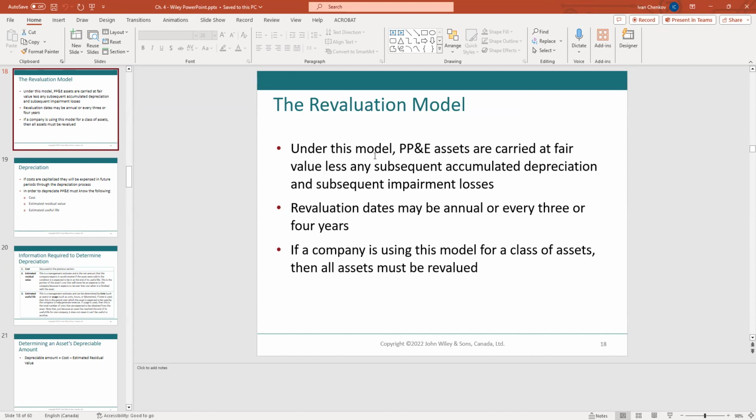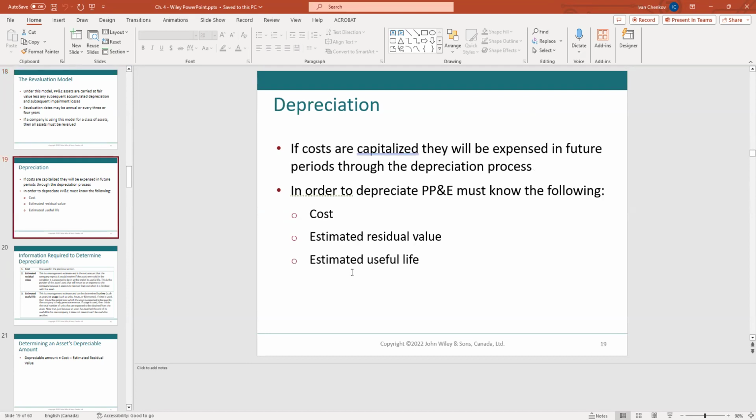Now, the revaluation date is usually every year or every 3 or 4 years. That will be based on the management, and that will be based on the current economic conditions. If the company is using this method for a class of assets, then all assets must be revalued. You cannot apply this only for one type of asset.